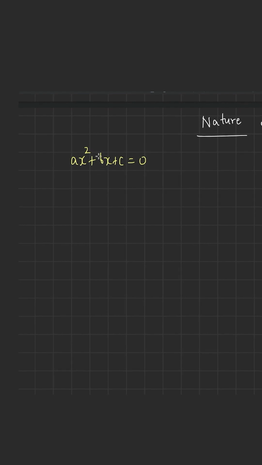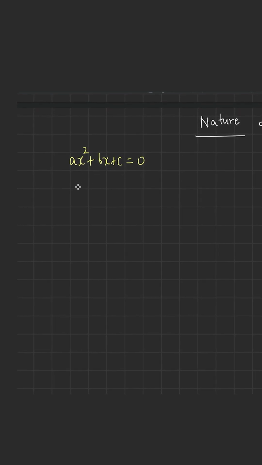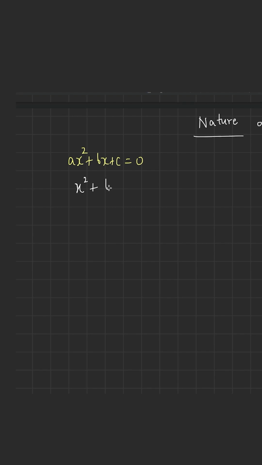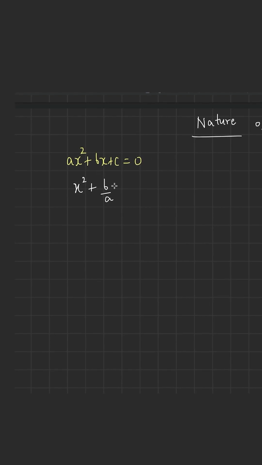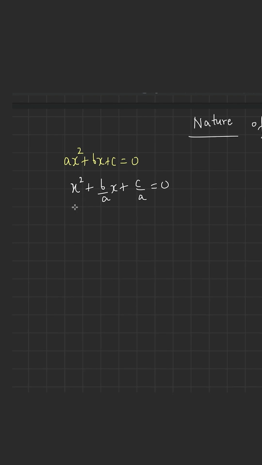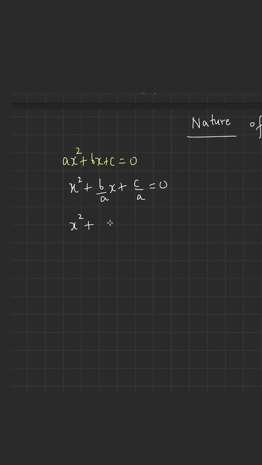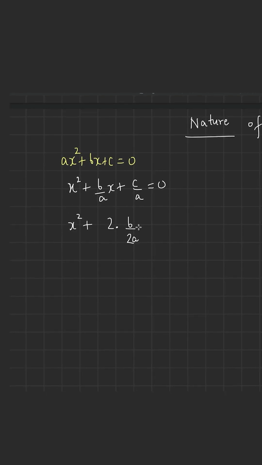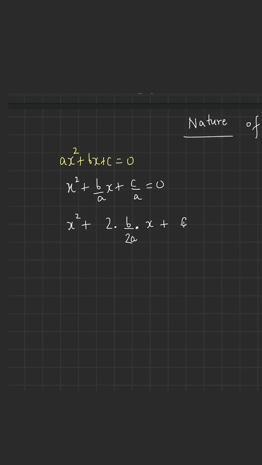So in order to do that, we can try to complete the square over here. Suppose it is x square plus b over a x plus c over a equal to 0, after dividing the whole equation by a. You can treat it like 2 times b over 2a times x plus c over a.